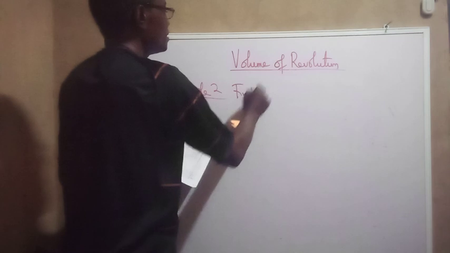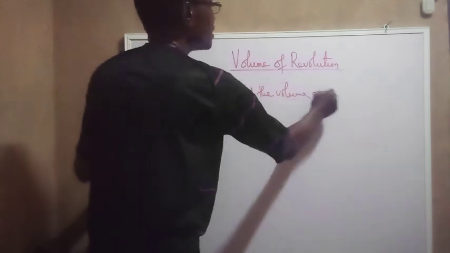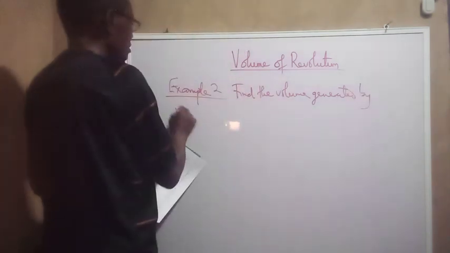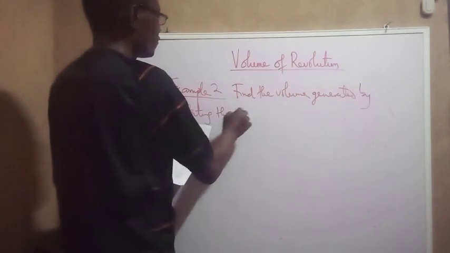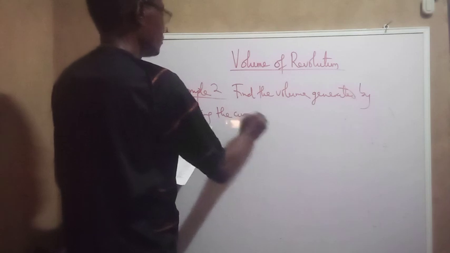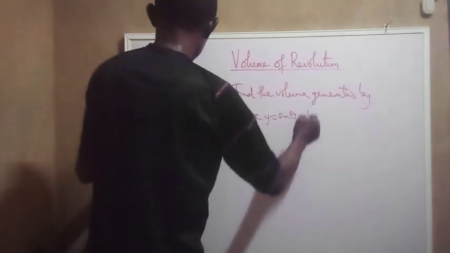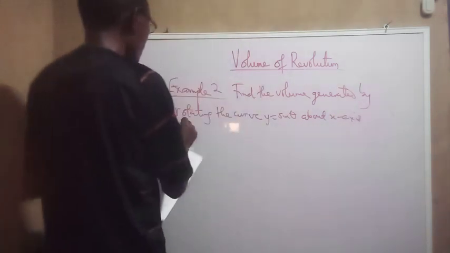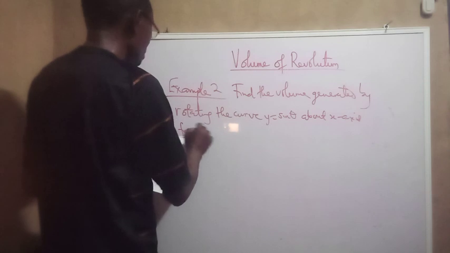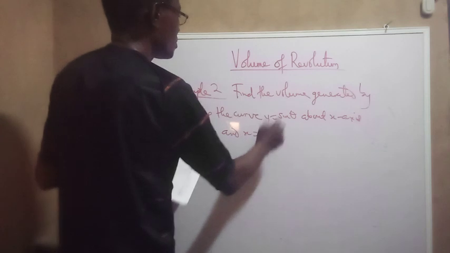Find the volume generated by rotating the curve y equals sine x about the x-axis, for x equal to 0 and x equal to pi.